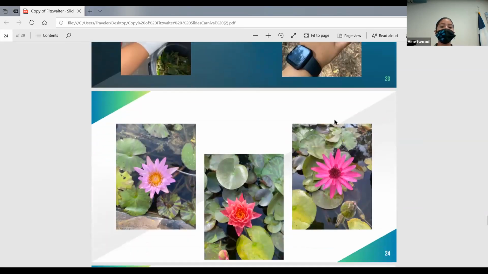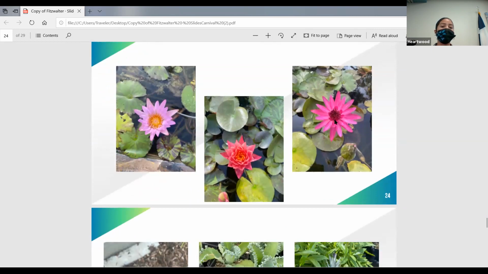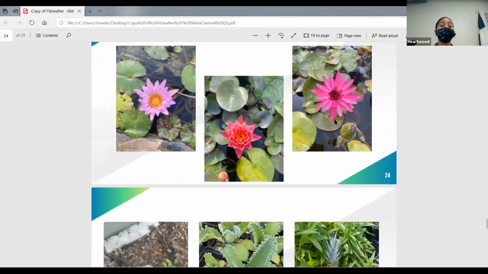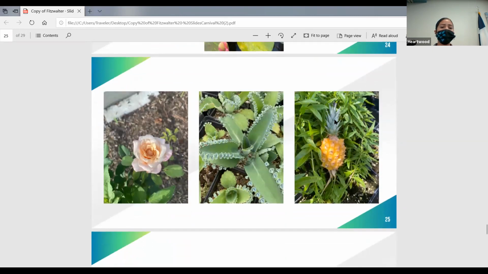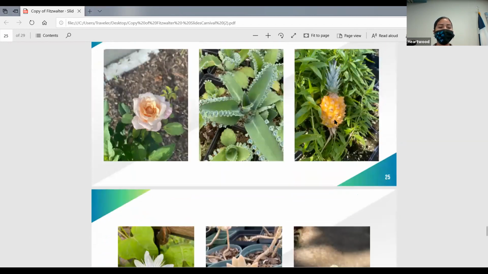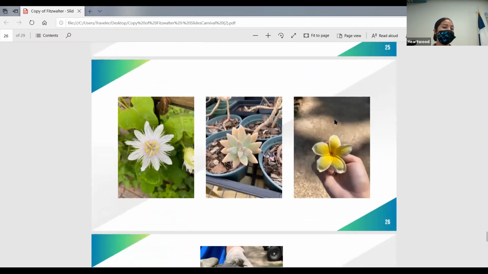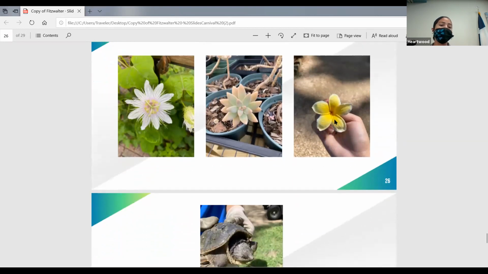Here are just a few pictures that I took throughout my internship of the beautiful lilies in the front pond, and one of the pineapples that my boss Jacob had grown. And here's just a few more flowers that I found really pretty and a succulent.